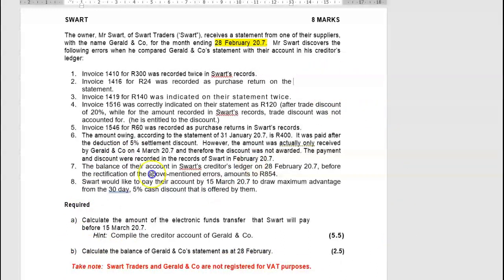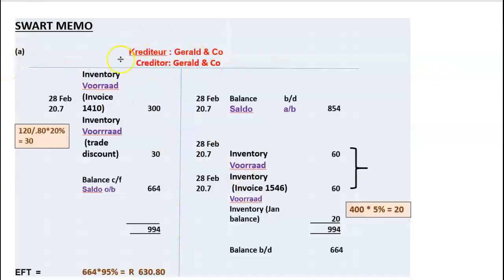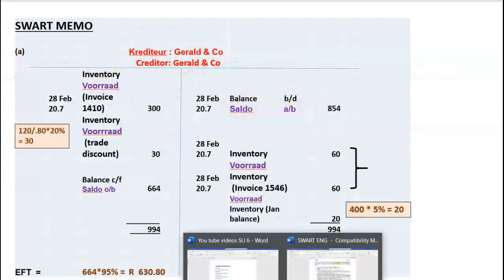Great. Now let's start off by doing another general ledger, the creditors ledger account of Gerald and Company. So you're going to draw a T account, and the first thing that you want is the opening balance, and the opening balance they give you here in number 7. They say the balance of the account in Swart's creditors ledger on 28 February before the rectification of the above mentioned errors amounted to 854. So a T account for the creditor Gerald and Company, opening balance 854 Rand.